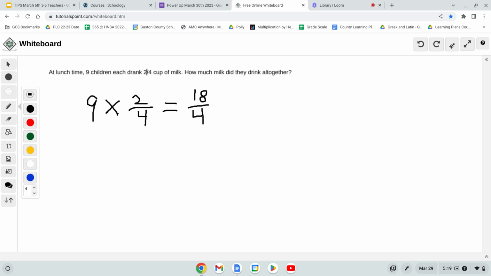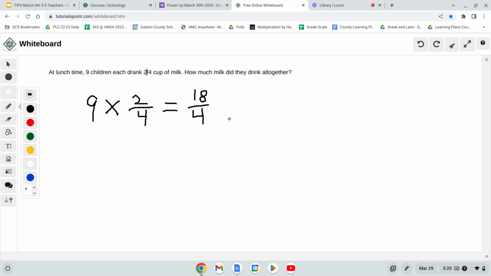But that's not the answer, because this is an improper fraction. When the numerator is bigger than the denominator, it's an improper fraction, and we want to make it into a mixed number. Well, how do we make it into a mixed number? We got to figure out how many wholes we can get out of this 18 using the 4. Because remember, 4 fours is the same as 1 whole. If you had 8 fours, that would be 2 wholes. So we want to see how many wholes we can get out of this 18.